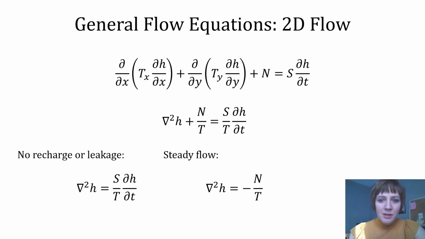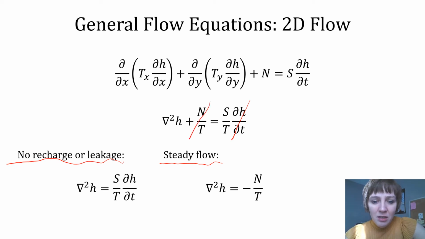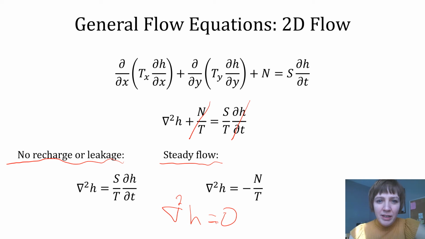Now, of course, this means that if flow is both steady, if hydraulic head doesn't change with time, and there's no recharge or leakage, then del squared H equals 0, describing a system in which hydraulic head is steady. There is no variability in either space or time. So that's just a special case. And other special cases are outlined on page 233 of the textbook if you're interested.